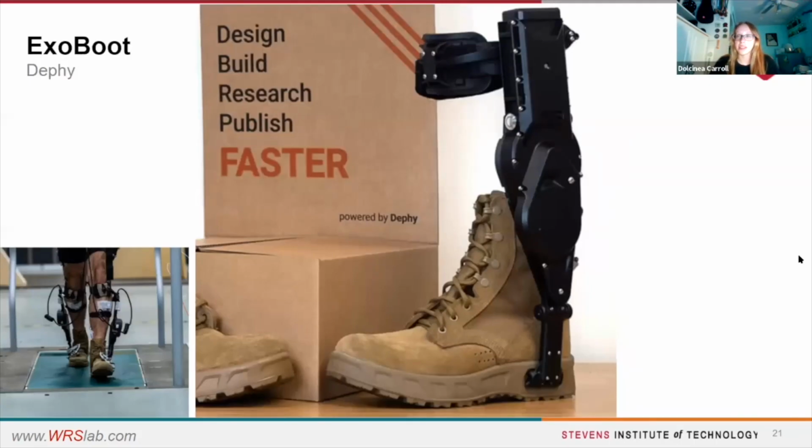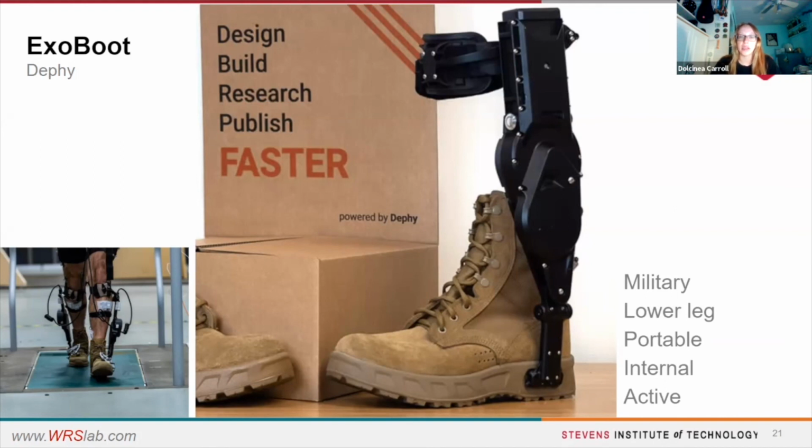Now we are looking at the exoboot. The exoboot is an ankle-only exoskeleton. It is used to assist in walking and increase endurance while decreasing energy expenditure. The application of the DeFi exoboot is for military usage. And as it is ankle only, the body segment classification is lower body, more specifically, lower leg. This is a portable device with no fixed location. The anchoring point is on the wearer's body, so it is classified by an internal force. Lastly, this device is active because its function is motor-based.